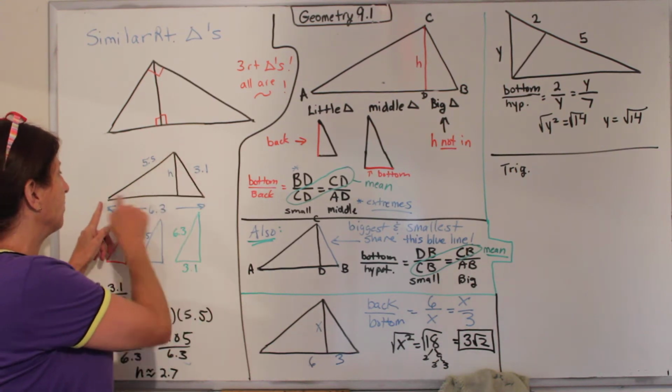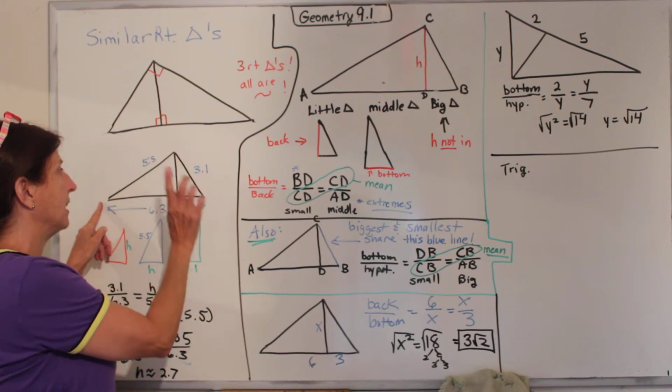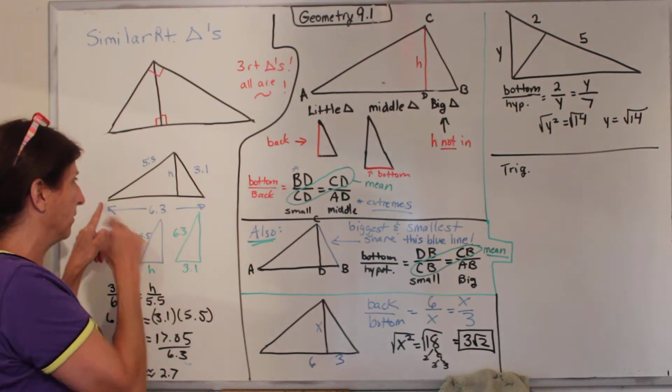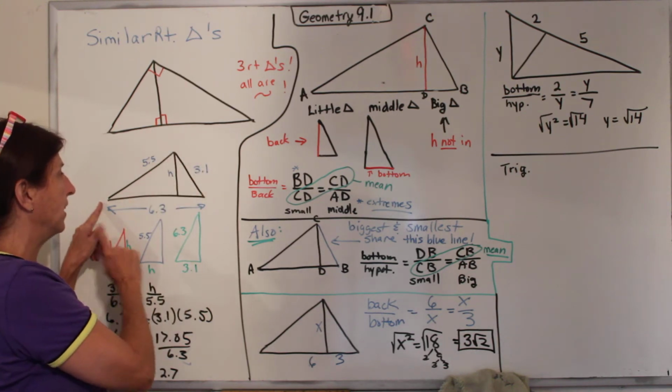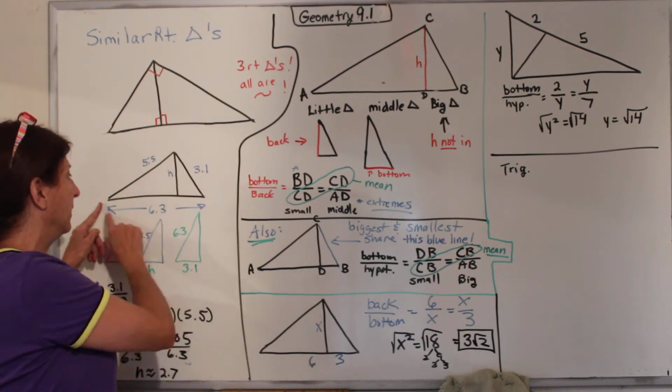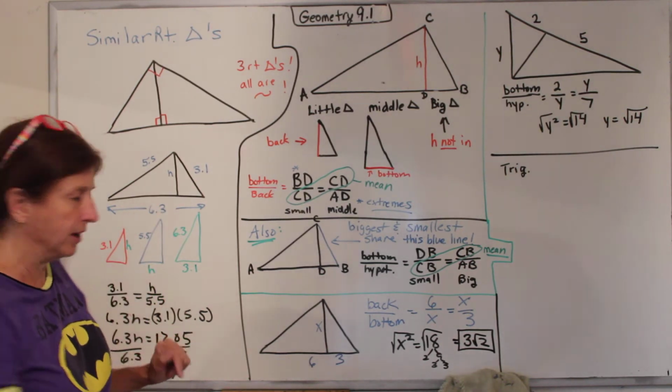Here is my right triangle. There's its height that divided it into a medium-sized right triangle and a little right triangle. I know that this side of my triangle is 5.5, this one is 3.1, and this one is 6.3. So what do we know about our three right triangles?